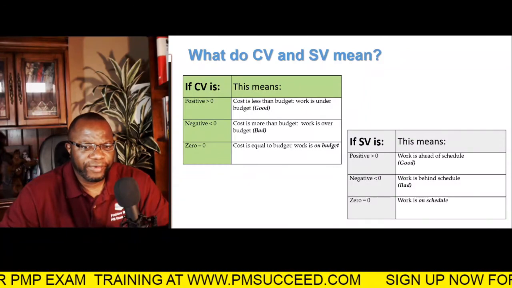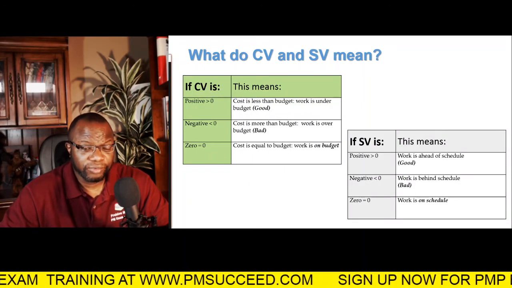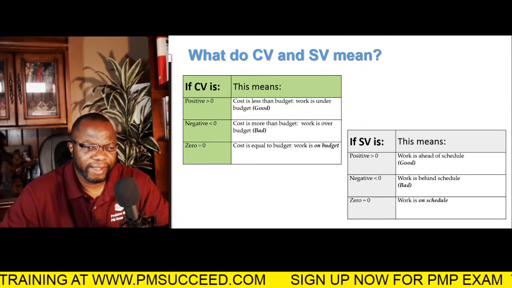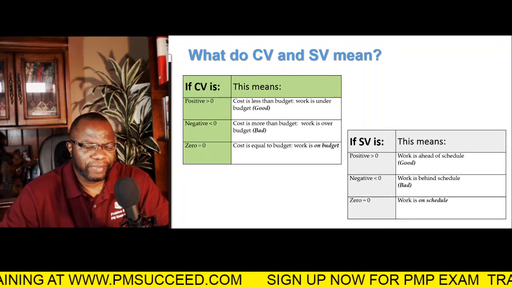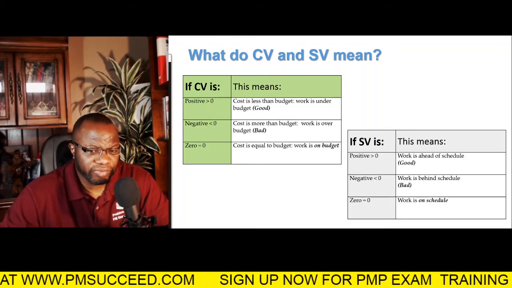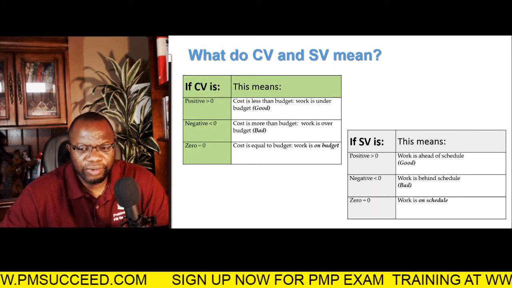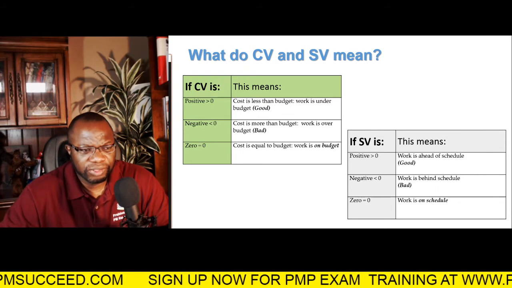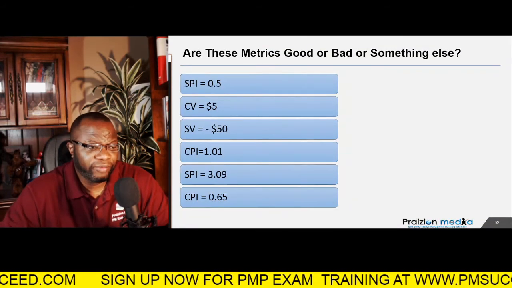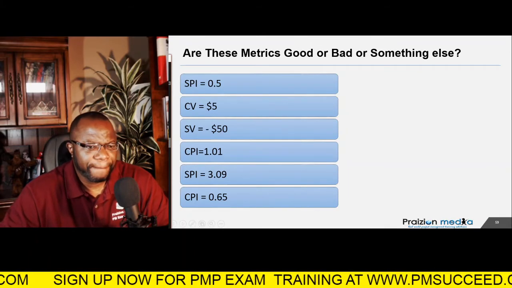What about the variances? Greater than 0 is good, generally. You've got to be careful that it's not so significantly higher than 0, because that could mean you padded. It could give stakeholders cause for concern. Negative is bad, equal to 0 is on budget or on schedule. These are things you need to remember, and then when you get a question like what I gave you, this will make sense. All right? Good.